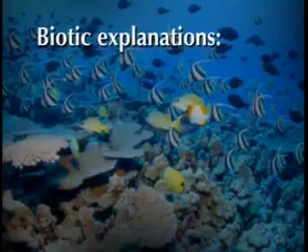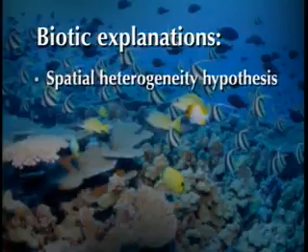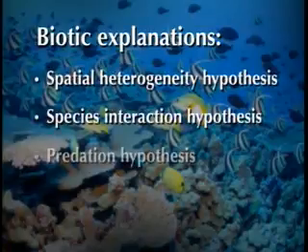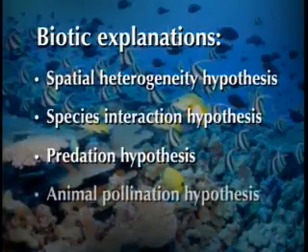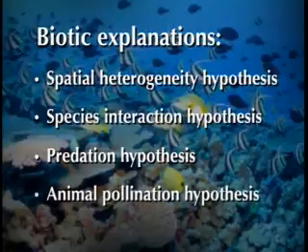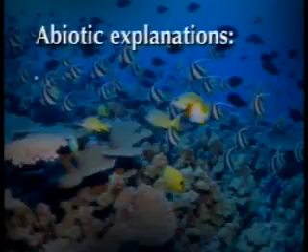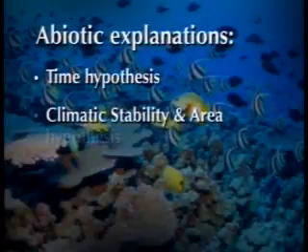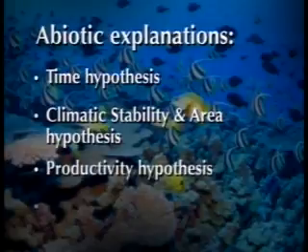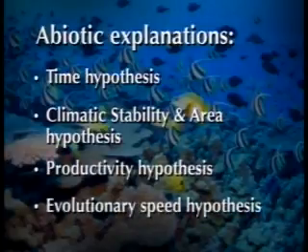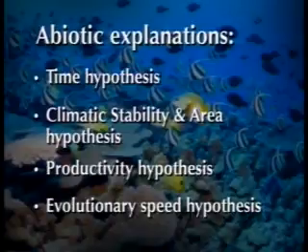So as far as biotic hypotheses or explanations are concerned, they include: number 1, spatial heterogeneity hypothesis; number 2, species interaction hypothesis; number 3, predation hypothesis; and number 4, animal pollination hypothesis. And as far as the abiotic explanations or hypotheses are concerned, they include: number 1, time hypothesis; second, climate stability and area hypothesis; number 3, productivity hypothesis; and number 4, evolutionary speed hypothesis.